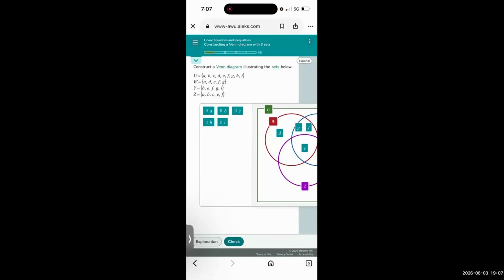Now, does W have anything left? So does W share A with anyone else or any other letter? Well, U is the big square, so don't think about U yet. Okay, so then where should A go?